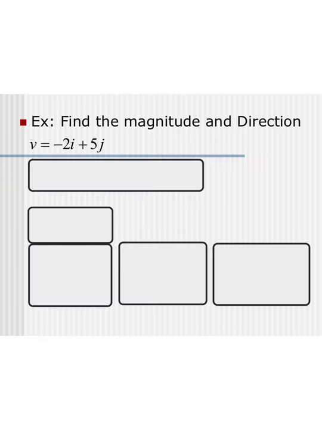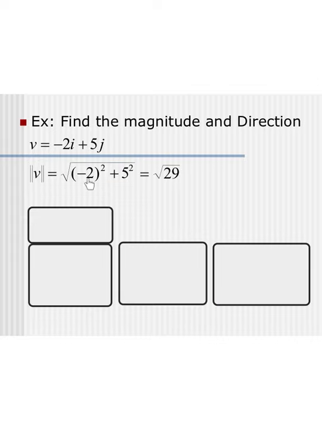All right, for our example, we're going to go ahead and find the magnitude and the direction for our vector. Our vector this time is listed as a linear combination, so you're going to make sure you can correctly identify your components. My x component is going to be this negative 2, and my y component is going to be the 5, because of the i and j associated with them. To plug them into my magnitude formula, I'm going to take my components. So we have negative 2 squared plus 5 squared, giving us the square root of 29 as our magnitude.